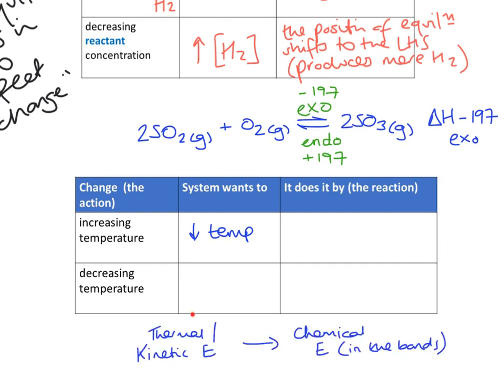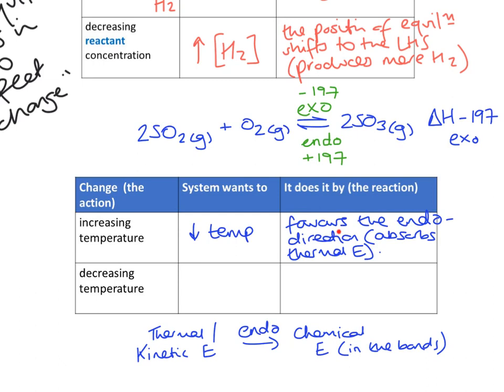And so this process of taking that thermal kinetic energy and locking it into the bonds, into the chemical energy, is basically what is endo. So to decrease the overall thermal energy, we need to lock it into chemical bonds, so it's going to favour the endothermic reaction. As stated here, it favours the endo direction, absorbs thermal energy. And so the position of equilibrium shifts to the right hand side. So reactants turn into products, this is endothermic, absorbs that excess energy, therefore decreasing the temperature.